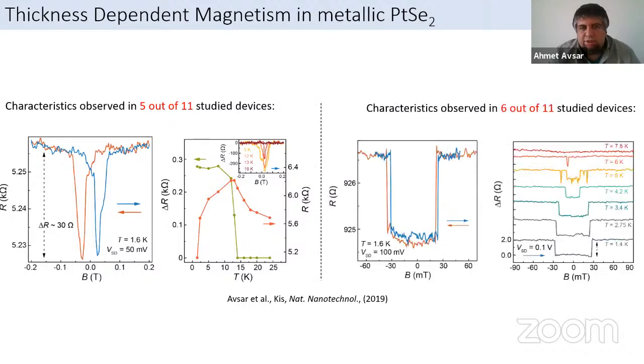And once we measured the other 6 devices out of the 11 we characterized, we saw completely different types of response. Right here, this is the response that we see. We have a two-plateau system, and depending on the magnetic field we apply, it is either in this state or this state. And this is also a signature of the antiferromagnetic type of ordering that we previously saw with chromium iodide.